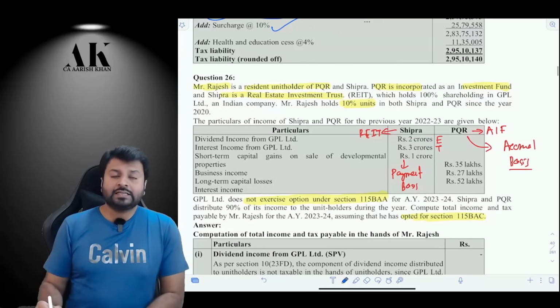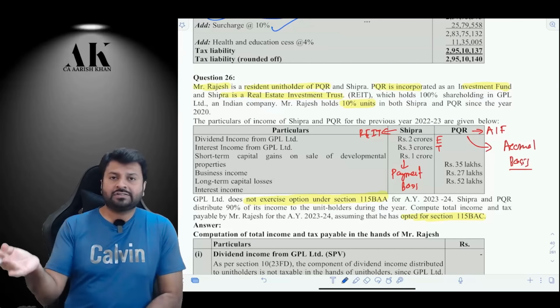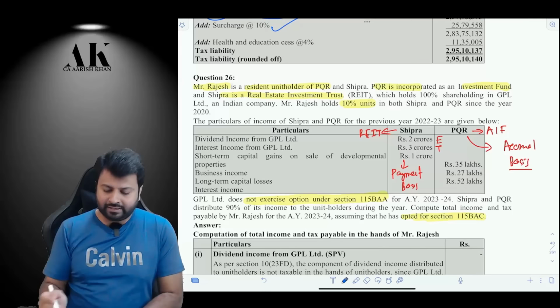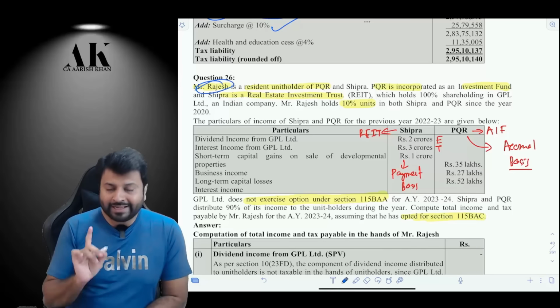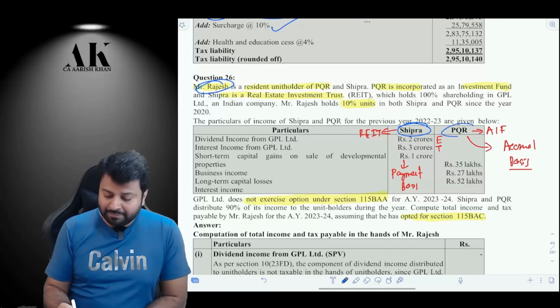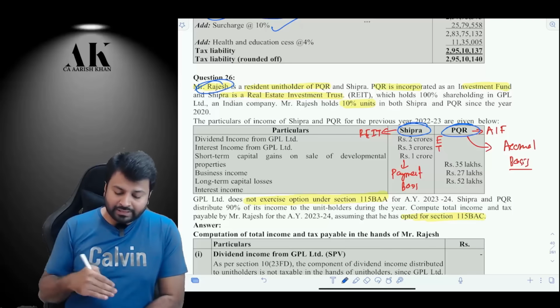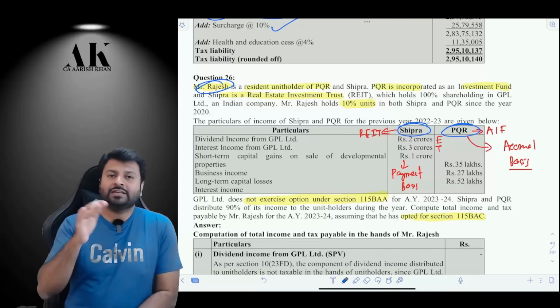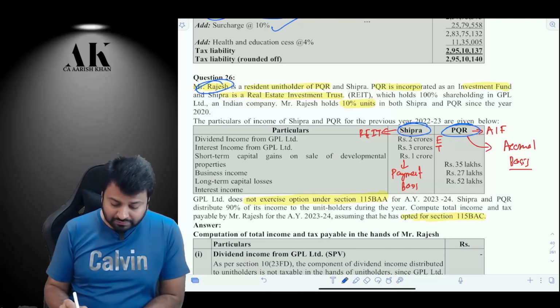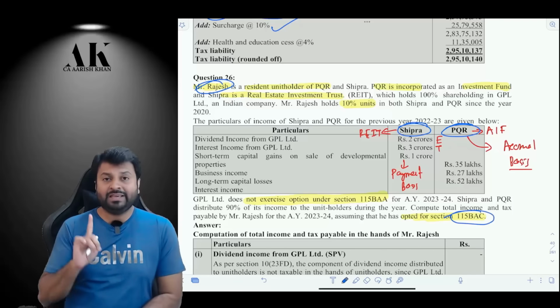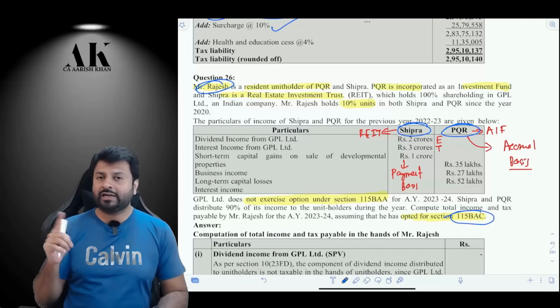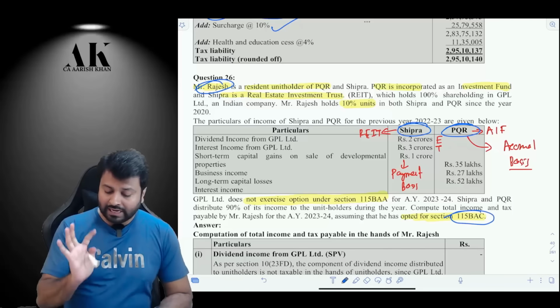Question number 26 is based on REIT as well as AIF. There is one person, Mr. Rajesh, who is holding 10% equity in a REIT. Shipra is the REIT and PQR is the AIF. Now, we need to compute the taxability of this particular income in the hands of Mr. Rajesh. And one important thing, Mr. Rajesh is following 115BAC. So we have to compute his tax liability as per the alternative tax regime 115BAC. Be very careful.